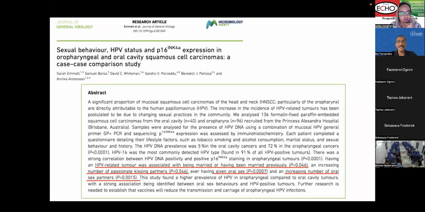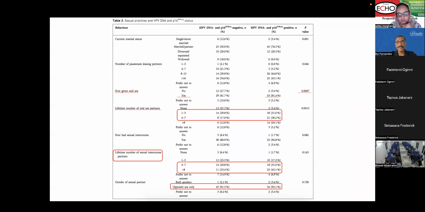of time. And this is some of the statistics that look in terms of lifetime number of partners, and then the associated risks of getting oropharyngeal carcinoma. So if you've had more than 8 partners lifetime, your risk of getting oropharyngeal carcinoma is significant. It's 43% in terms of the numbers in this study, because they had 25 patients that fell within that category. So where is that located?